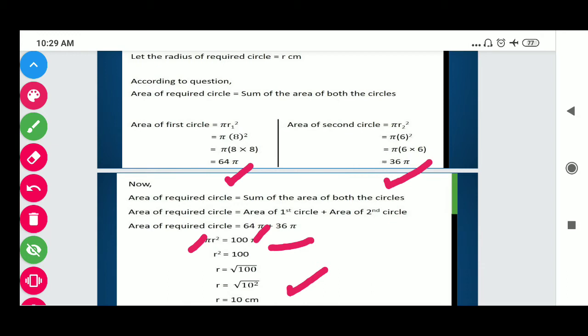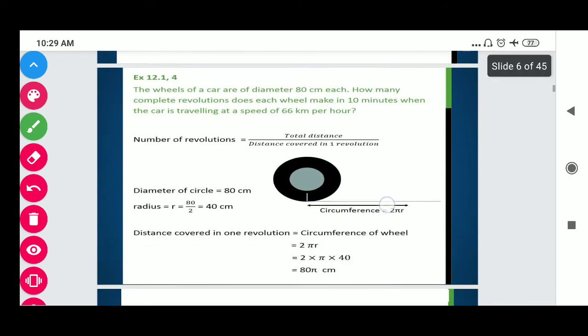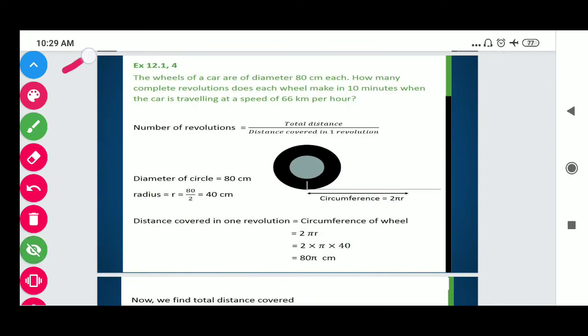Radius must be positive. So here we will take the positive value, because by taking the square root, we must apply plus minus. Okay. So students, radius must be positive. So our answer is the radius of the required circle is 10 centimeter. Next is a very important question. This is a very important question.